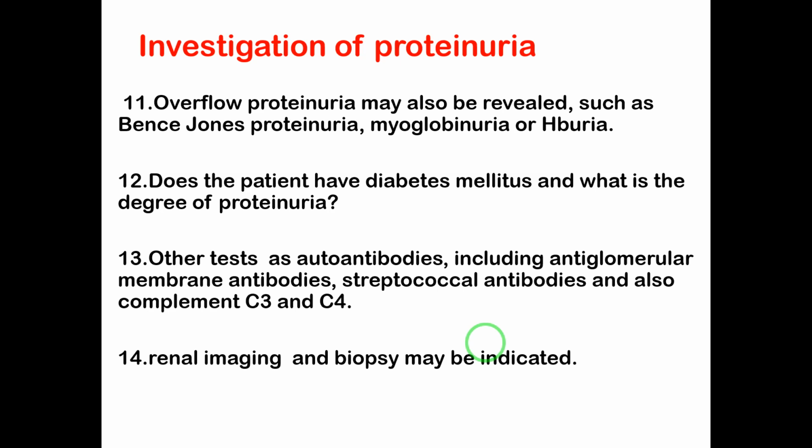And also, for the cause of proteinuria, we can perform autoantibody tests, for example, the streptococcal antibody, the antiglomerular membrane antibody, and the complement C3 and C4, for the cause of, for example, glomerular nephritis. And later on, we can do renal imaging, for example, ultrasound, CT scan, MRI, and renal biopsy may be indicated in certain conditions to diagnose the type of, for example, glomerular nephritis.